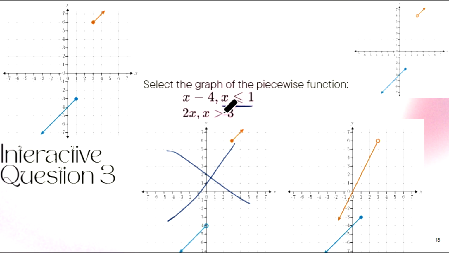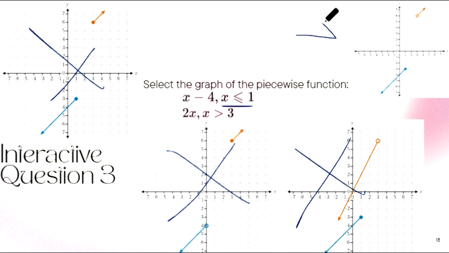Now when x is greater than 3, that could be here. Nope, because see how that's colored in? It can't be that one. So here's 3. It could be that one. And here's 3. It can't be that one. So this is your correct answer.